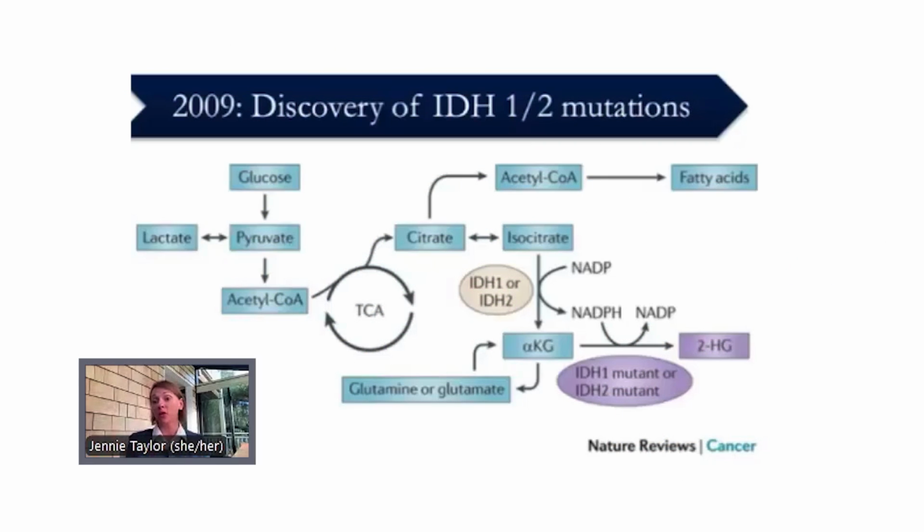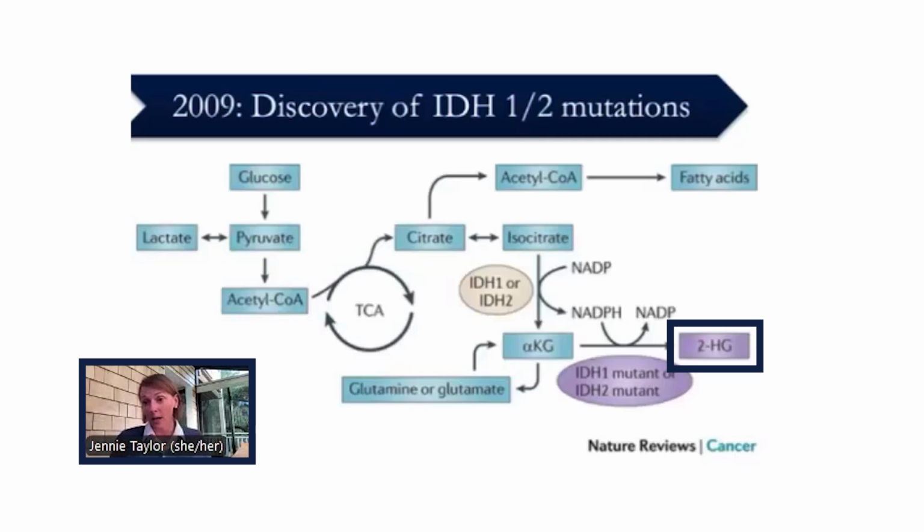This is where this mutation comes from. And so isocitrate dehydrogenase is what IDH stands for. And what it normally does is produces alpha-ketoglutarate, which is here in this particular slide. Normally, isocitrate gets converted to alpha-ketoglutarate by IDH1 or IDH2. However, if you have this mutation, an IDH1 or an IDH2 mutation, instead of generating this alpha-ketoglutarate, you end up generating 2-hydroxyglutarate. And what we've learned since 2009 is that this is something that creates tumors.